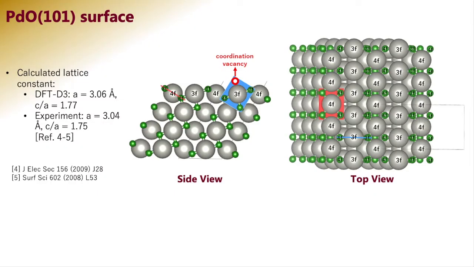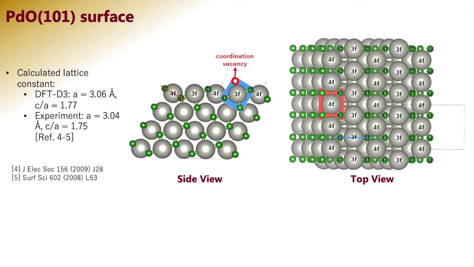I show here our slab model of palladium oxide. The monoxide compound palladium oxide is the only known stable oxide of palladium. Its calculated lattice constants are a equals 3.06 angstrom, c over a of 1.77, which are in excellent agreement with those in experiments. This figure shows the side and top views of the palladium oxide 101 surface, which was modeled using a slab with 4 palladium layers in a 1x2 supercell with approximately 12 angstroms of vacuum space.